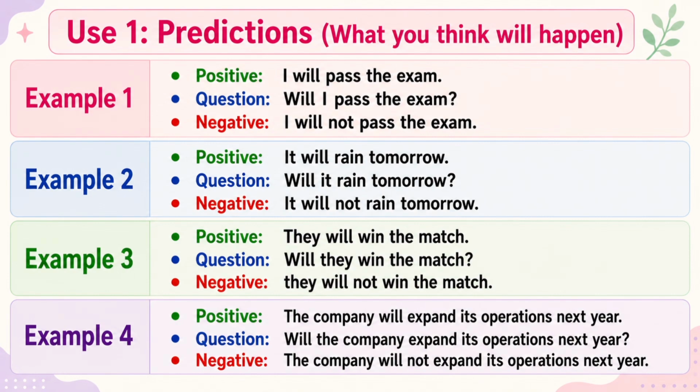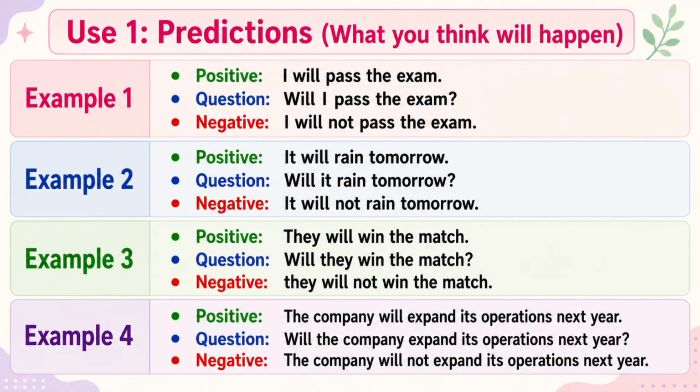Now look at the negative sentence. I will not pass the exam. Here, the speaker says that passing the exam will not happen. Now let's see the second example. It will rain tomorrow. This is a prediction about the weather. The question is, will it rain tomorrow? And the negative sentence is, it will not rain tomorrow.